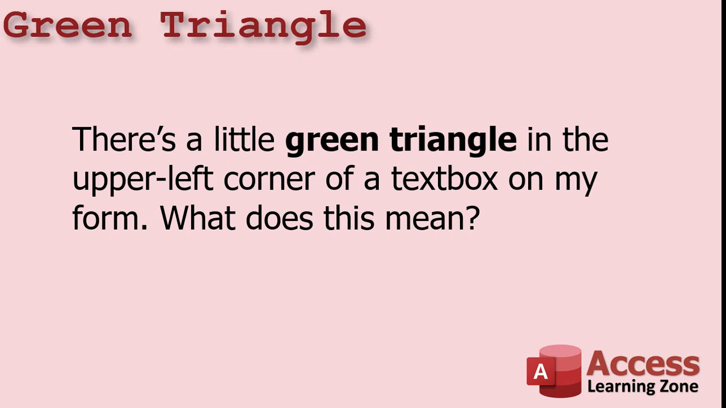There's a little green triangle in the upper left corner of my text box on the form. What does that mean? Well, it could mean a couple things. One, you might have spelled the control source wrong, or the field isn't in the table. Or it could be on a command button that's got the same shortcut key as something else. Let me show you an example of each of these.